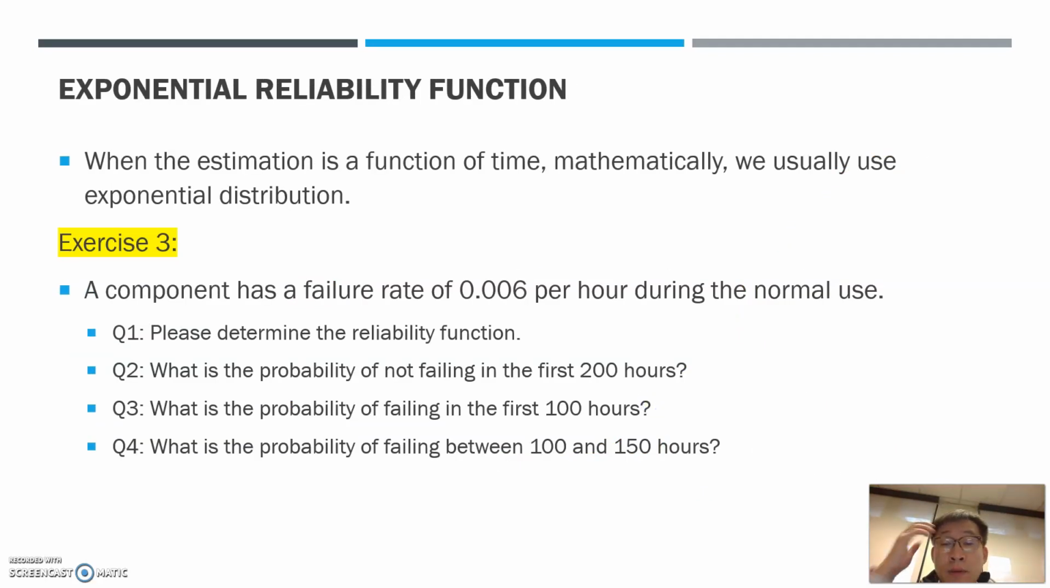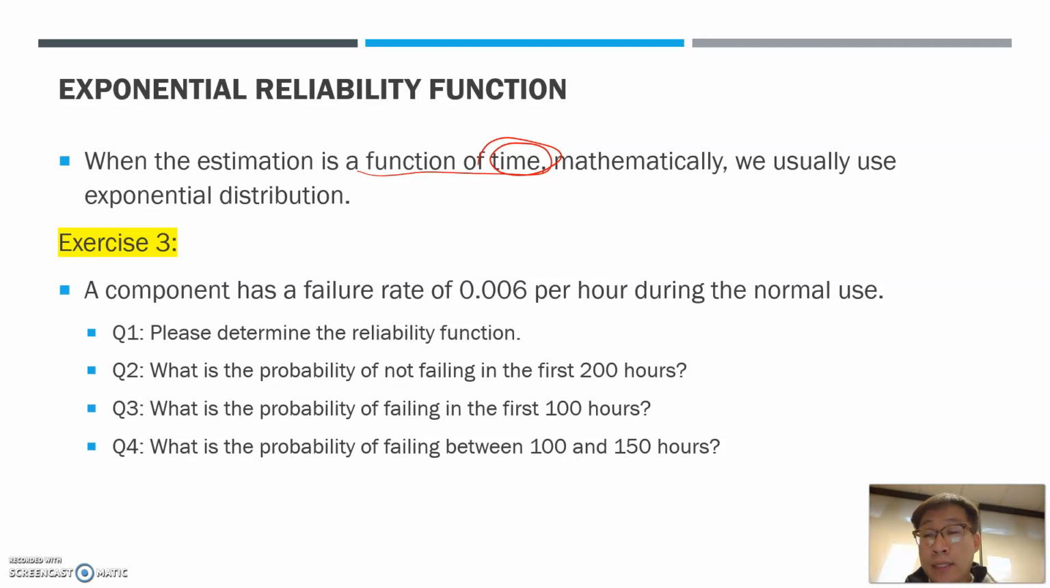So we looked at the normal distribution and how we can apply that concept in reliability. However, it is more common when there is time involved. When the reliability is a function of time, mathematically we usually use the exponential distribution rather than the normal distribution, because the exponential distribution has a couple of mathematically very convenient properties, and also represents the time dynamic better than the normal distribution. Therefore, we rely on the exponential distribution here.